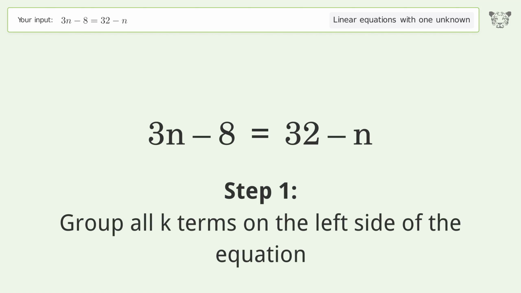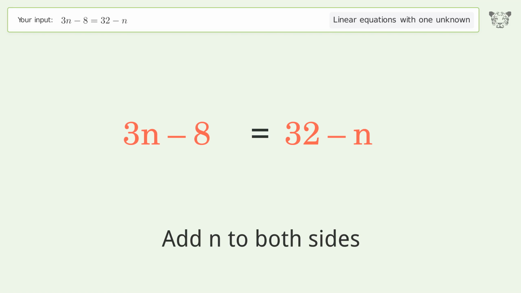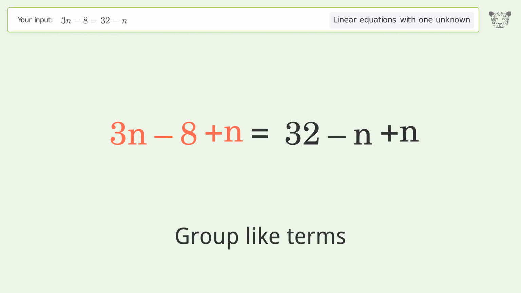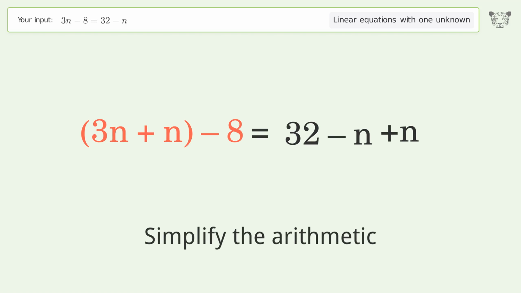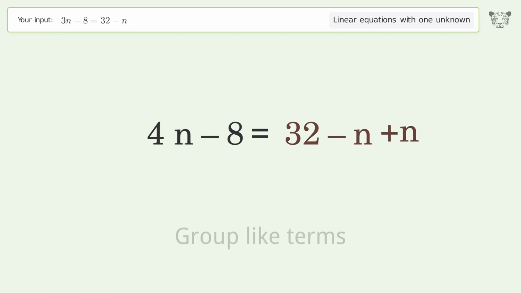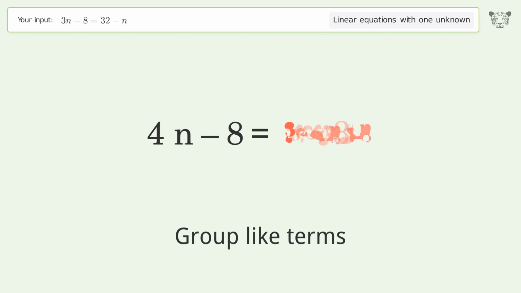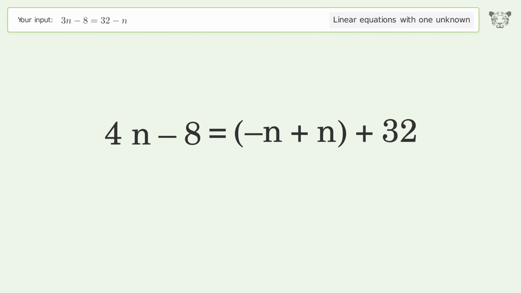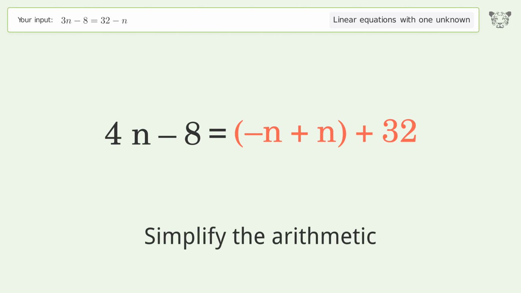Group all k terms on the left side of the equation. Add into both sides. Group like terms. Simplify the arithmetic. Group like terms. Simplify the arithmetic.